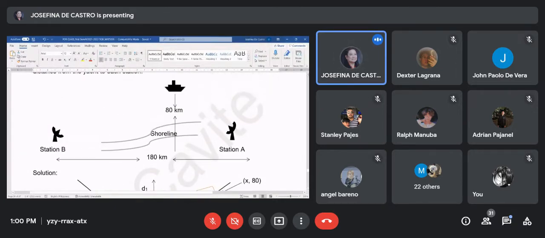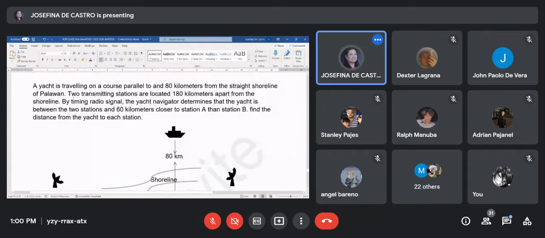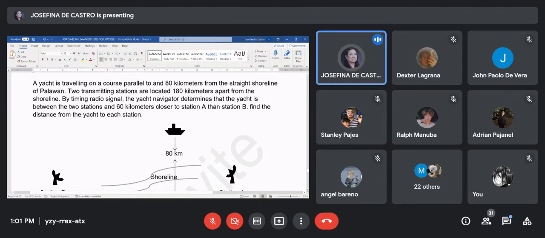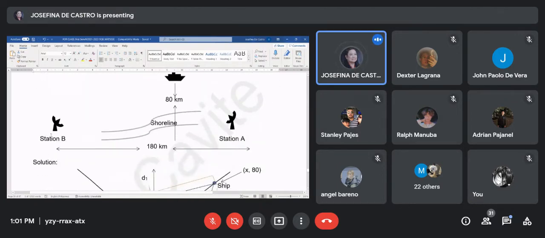Okay? And then, two transmitting stations are located 180 kilometers apart from the shoreline. So, ito yung transmitting station. So, ang layo ng dalawang transmitting station ay 180 kilometers.